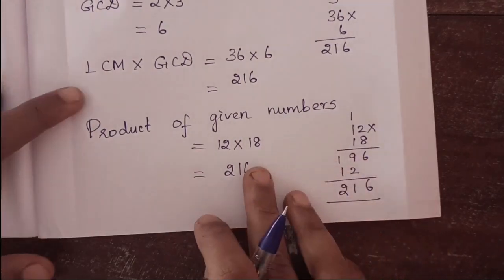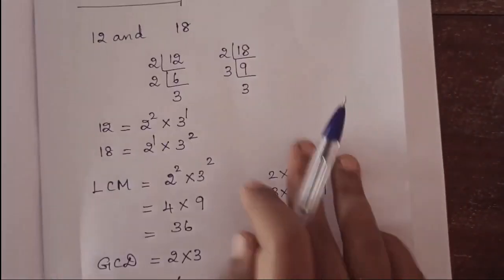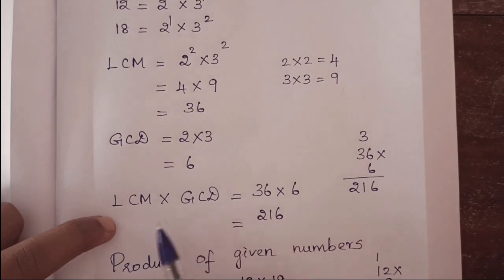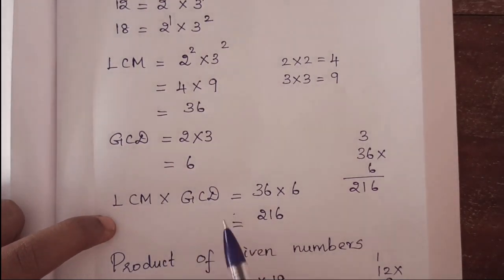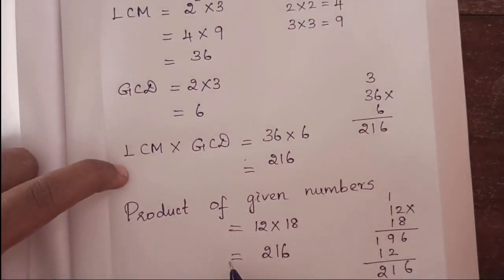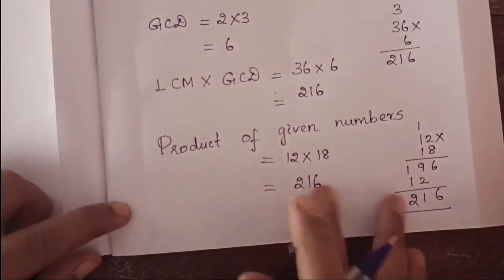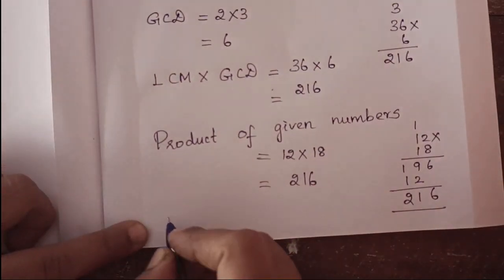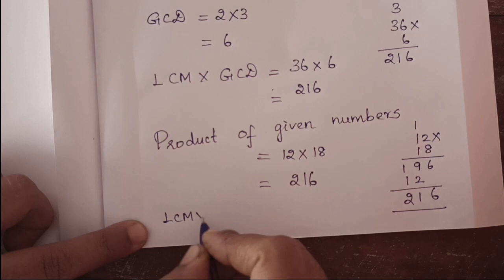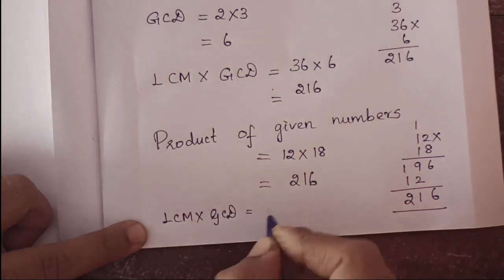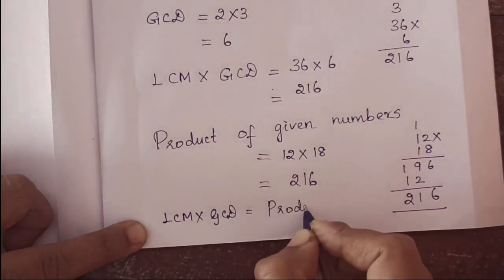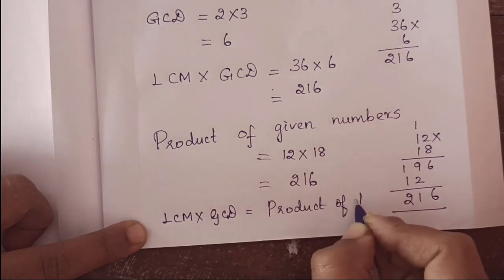Now just compare this. While we consider two numbers, the LCM and GCD of the required numbers is equal to their product. So we arrived at one formula: LCM into GCD is equal to the product of the numbers.